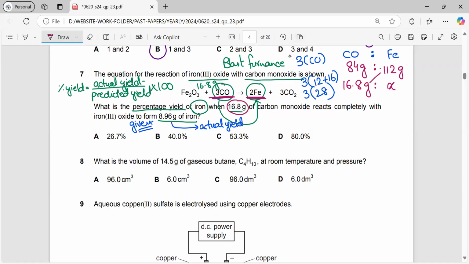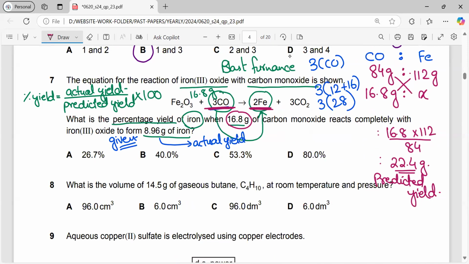So we'll do the crossover and find out the answer of iron. We will do 16.8 multiplied by 112 divided by 84. It will give us the mass of iron. 16.8 multiplied by 112 divided by 84, which gives us 22.4 grams. So this is the predicted yield of iron.